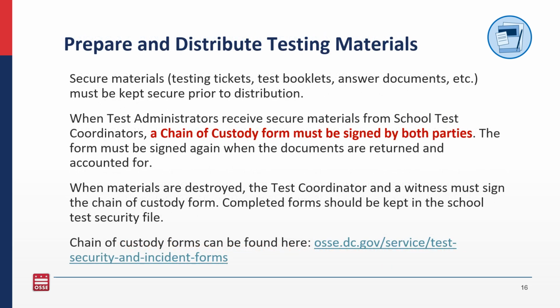Secure materials, which include testing tickets, test booklets, answer documents, etc., must be kept secure prior to distribution. When test administrators receive secure materials from test coordinators, a chain of custody form must be signed by both parties. The form must be signed again when the documents are returned and accounted for. When materials are destroyed, the test coordinator and a witness must sign the chain of custody form. Completed forms should be kept in the school test security file. Chain of custody forms can be found at the link provided in this slide.